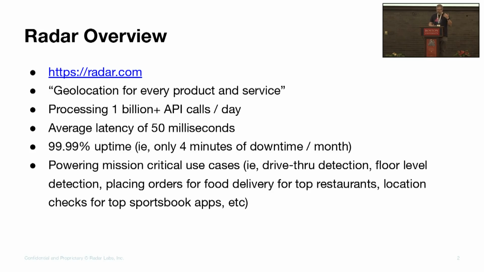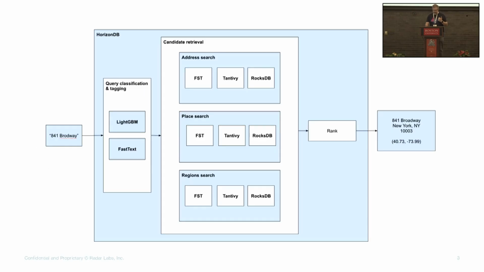So, we're processing over 1 billion API calls a day as a company. This helps motivate why we wanted to create this search engine in the first place. Really low latency APIs, really high uptime requirements from our customers. When we're down, they're down. So this is kind of the motivation of why we created this infrastructure.